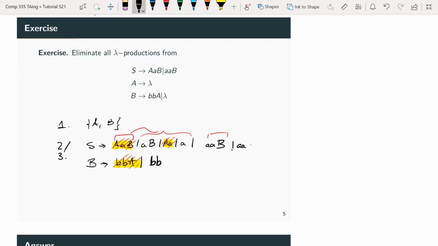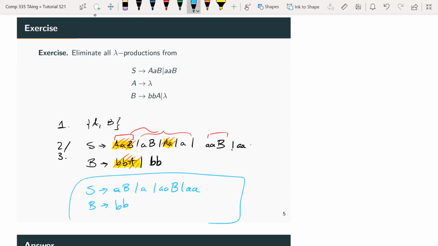So then my final grammar, which I'll write in blue, is just going to be S gives me AB, S gives me A, S gives me AAB, S gives me AA, and B gives me BB, right? Okay. So then this is my final equivalent grammar G prime.